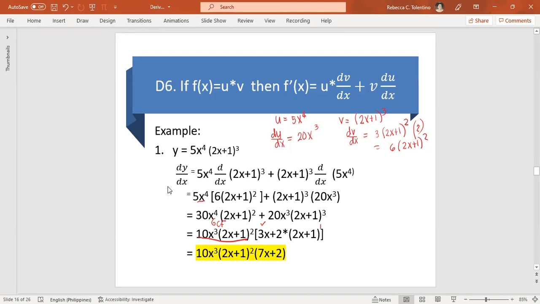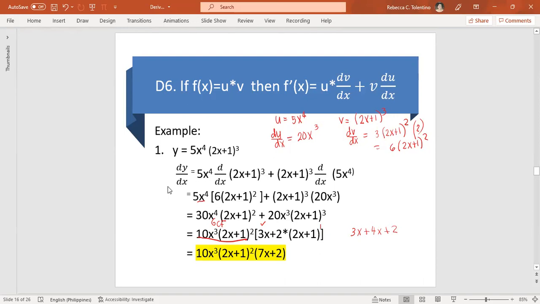Then we try to simplify the term here. So it becomes 3x plus 2 times 2x is 4x, plus 2 times 1 is 2. So 3x plus 4x is actually 7x + 2. So our dy over dx is 10x³ times (2x + 1)² times (7x + 2).